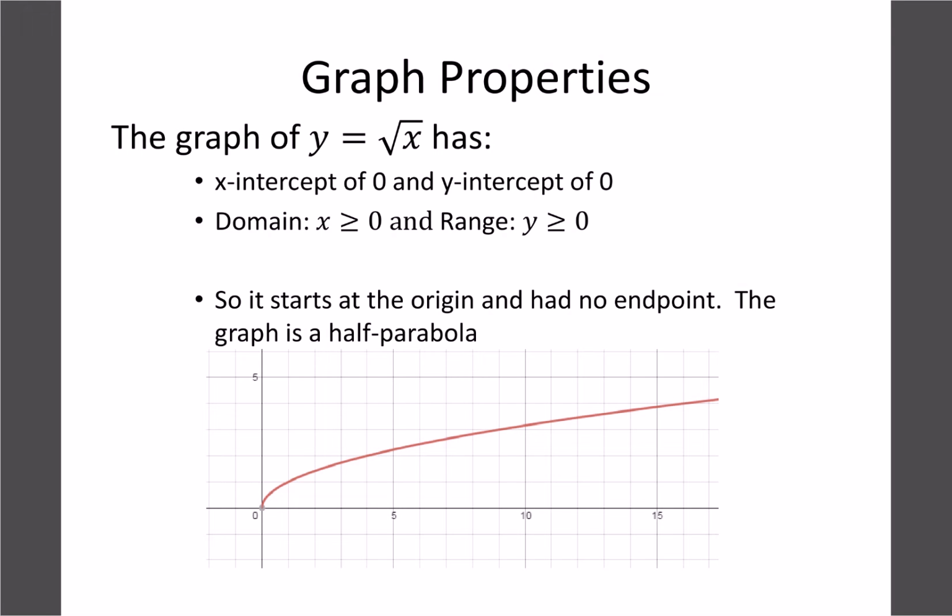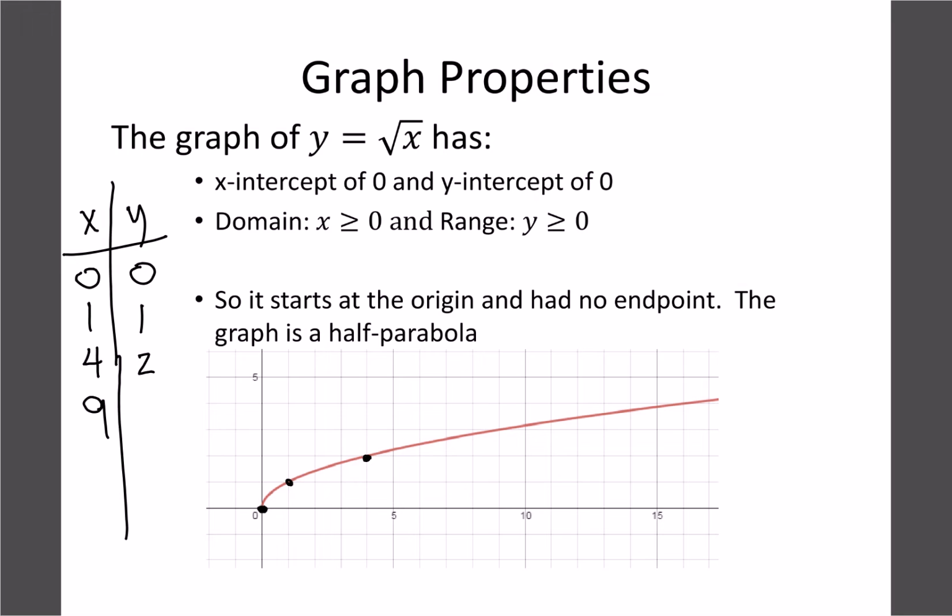So in terms of the graph, let's make a little data table and plot a few points. So if x is 0, square root of 0 is 0. If x is 1, square root of 1 is 1. If x was 4, we get square root of 4 is 2. So we kind of skip the 2 and 3. You can see those are decimals. If we jump over to 9, we would get 3. And we can keep going to 16, we get 4, and so on. So you can see it just follows that pattern.